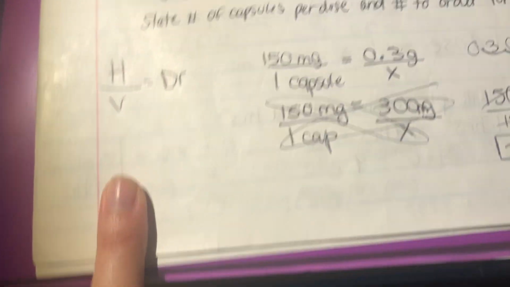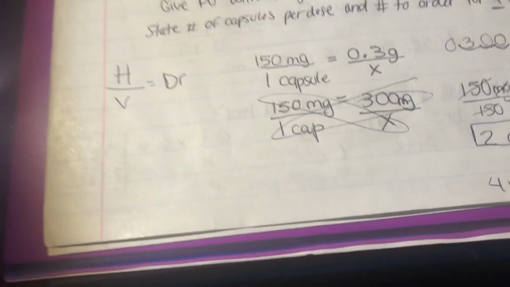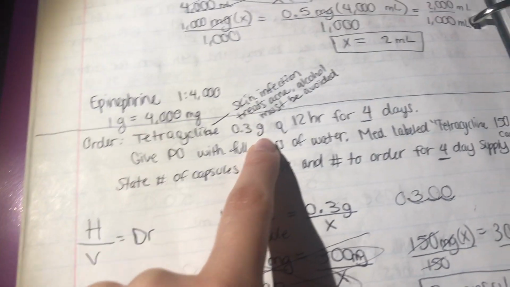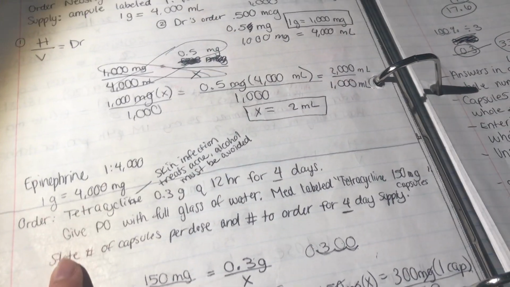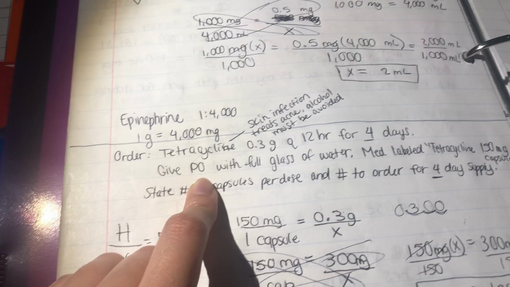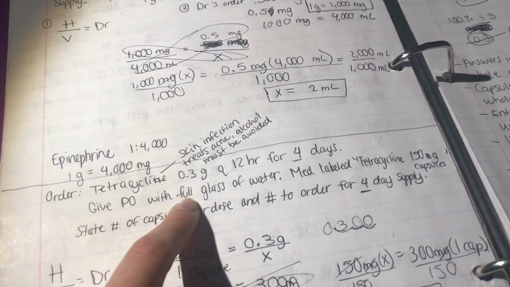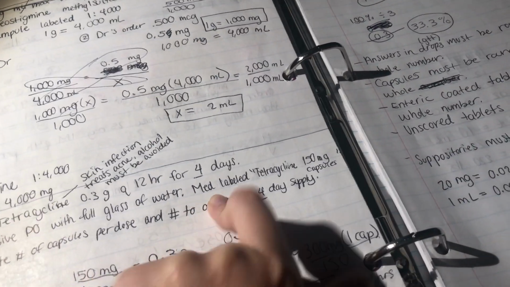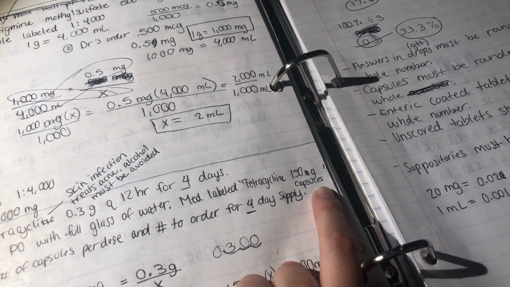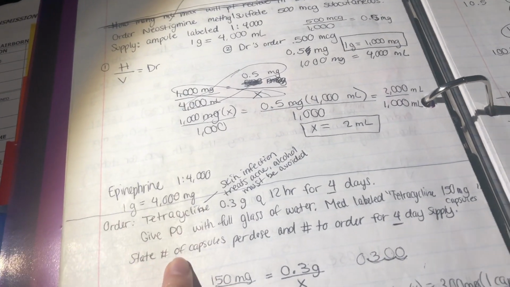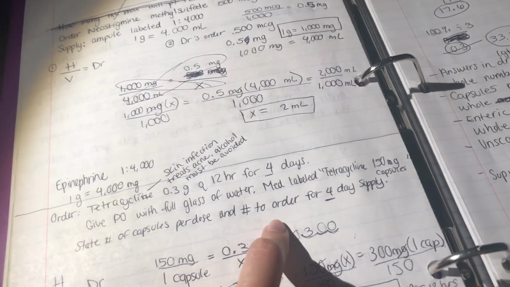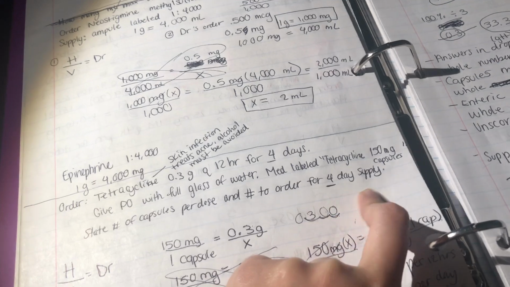I'm going to read it. Tetracycline: the doctor is ordering 0.3 grams every 12 hours for 4 days, given by mouth, which is what PO means, with a full glass of water. The medication is labeled tetracycline 150 milligram capsules, so that is the supply amount. The question is: state the number of capsules per dose and the number to order for 4 days' supply.